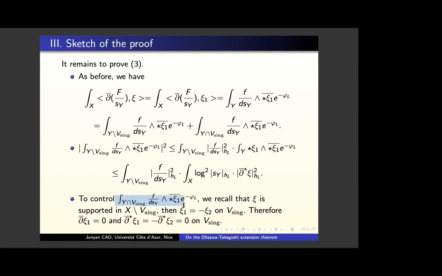In order to control this term, we recall that by our construction C is a smooth form which is supported outside the V singular. As C equals C1 plus C2, we know that C1 is equal to minus C2 on the neighborhood of the singular locus of Y. As before, by the Hodge decomposition, C1 is d-bar closed and C2 is d-bar star closed. Therefore C1 is d-bar closed and d-bar star closed on this open set.